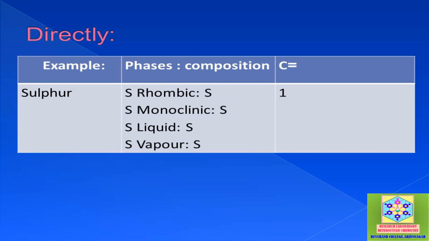Similarly, sulfur can exist in 4 different phases: sulfur rhombic, sulfur monoclinic, sulfur liquid and sulfur vapor. However, the composition of all these 4 phases can be expressed by a single formula, that is S. So C is equal to 1. Sulfur is also a single component system.